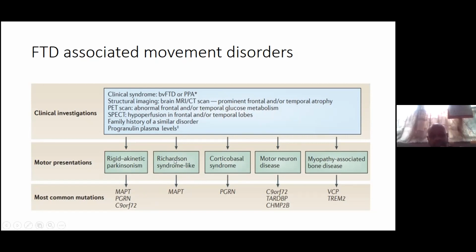Then, of course, if they come with a Richardson syndrome, or Richardson-like syndrome, then we need to look out for the MAPT mutation, which is found on chromosome 17. And also corticobasal syndrome, we would then go for the PGRN or progranulin mutation, which is again found on chromosome 17. There's also the association of frontotemporal dementia with motor neuron disease, and the commonest mutation is C9orf72, which is seen worldwide. So these three are the three most common phenotypes and the corresponding mutations that we generally encounter in clinical practice.